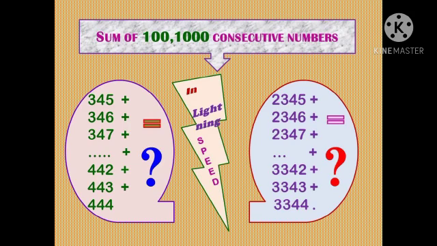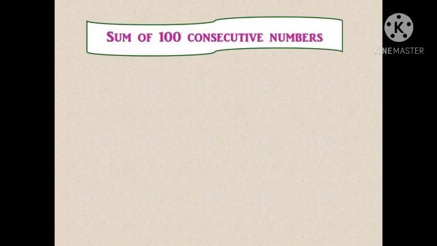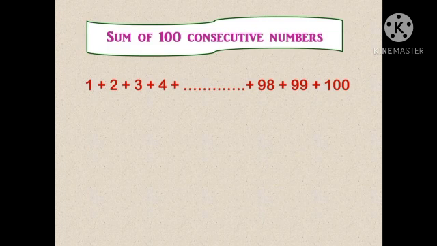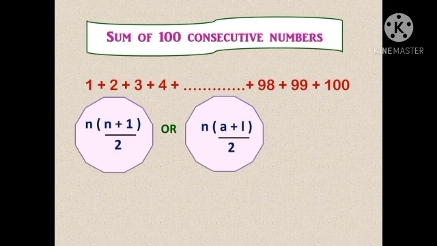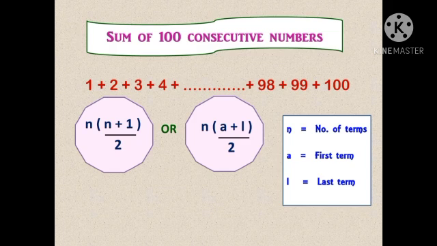First let us solve one problem. So here is one question. The question is 1 plus 2 plus 3 up to 100. That is, we are going to add 100 consecutive numbers starting from 1. So we can solve the problem by using the formula. One of the formulas is n into n plus 1 by 2, or we can use another formula, n by 2 into a plus l, where n is equal to the number of terms, a is equal to the first term and l is equal to the last term respectively.